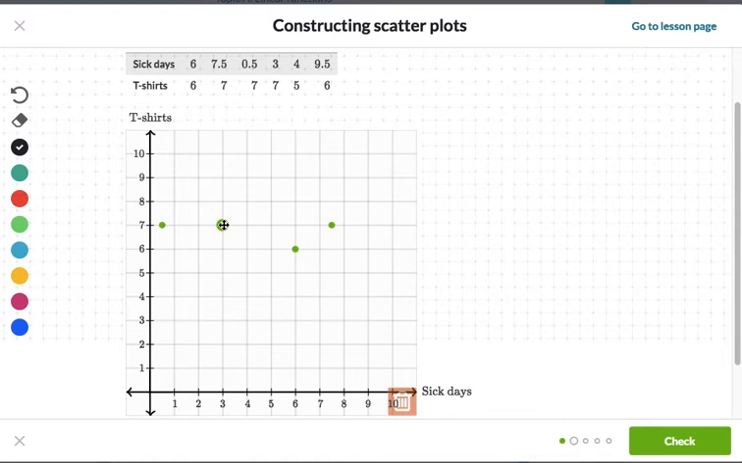4 sick days, he's got 5 t-shirts, and 6 sick days, or 6 t-shirts, sorry, 9.5 sick days, and 6 t-shirts. So there's not really a correlation between the number of sick days and the number of t-shirts he has. It looks like most of the time he has 7 t-shirts, but there you have it. All we're doing again is just plotting this data. We'll look later on at how we can examine it for trends.